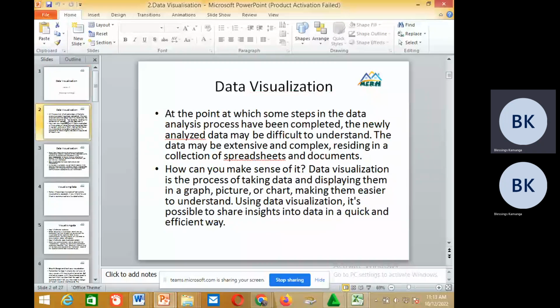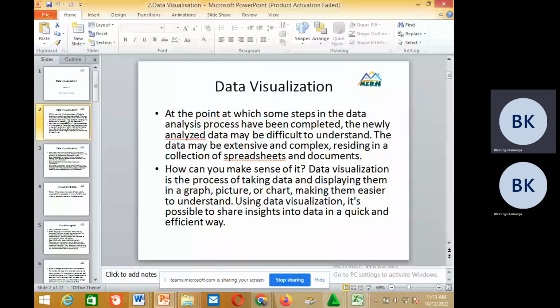So at the point at which some steps in the data analysis process have been completed, the newly analyzed data may be difficult to understand. This is basically what happens when you're analyzing the data. You have various data from different questionnaires or other data collection tools, so you're trying to compress it into a way that will be easily understandable by everyone who is involved.